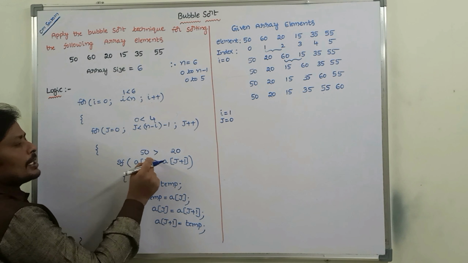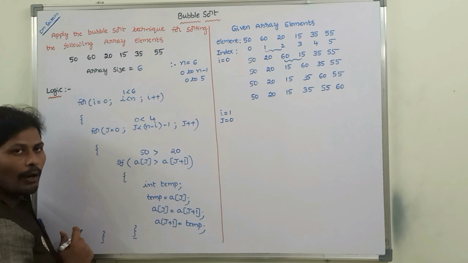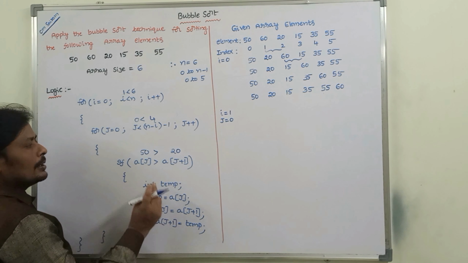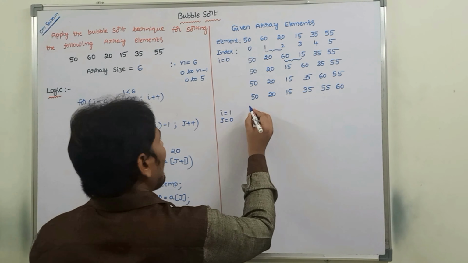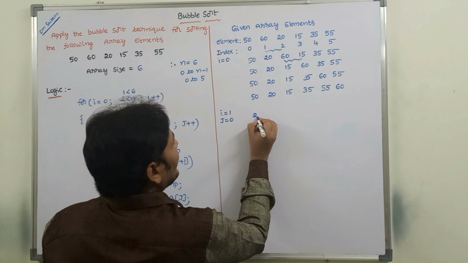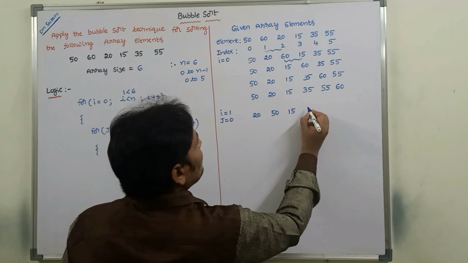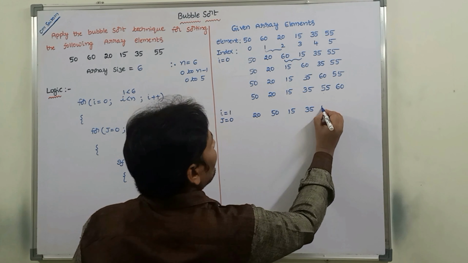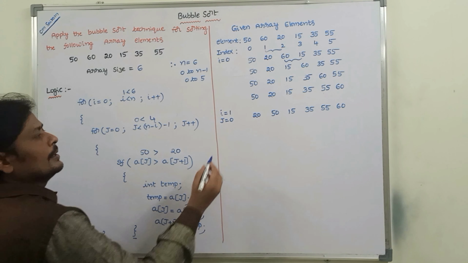If the condition is true, then the control goes to the body of the if block. In the if block, these two elements are swapped. So after swapping these two elements, we are getting 20, 50. Remaining elements are same. 35, 55, 60. Okay.